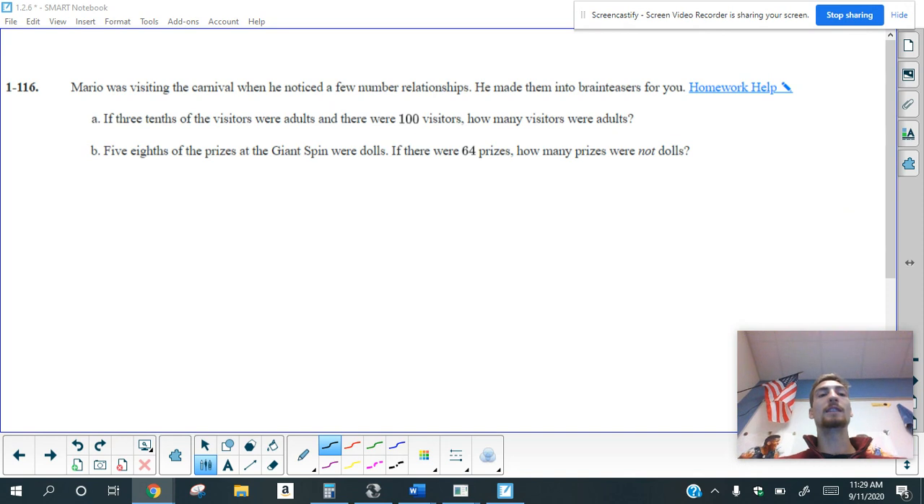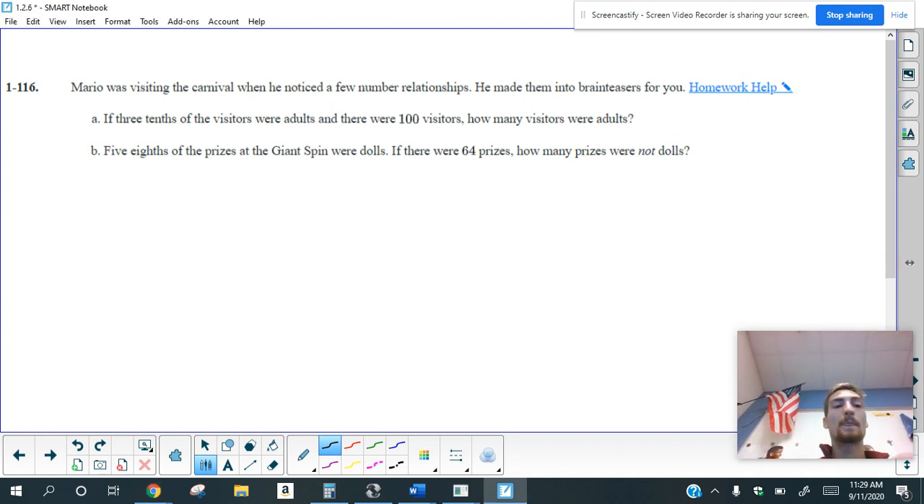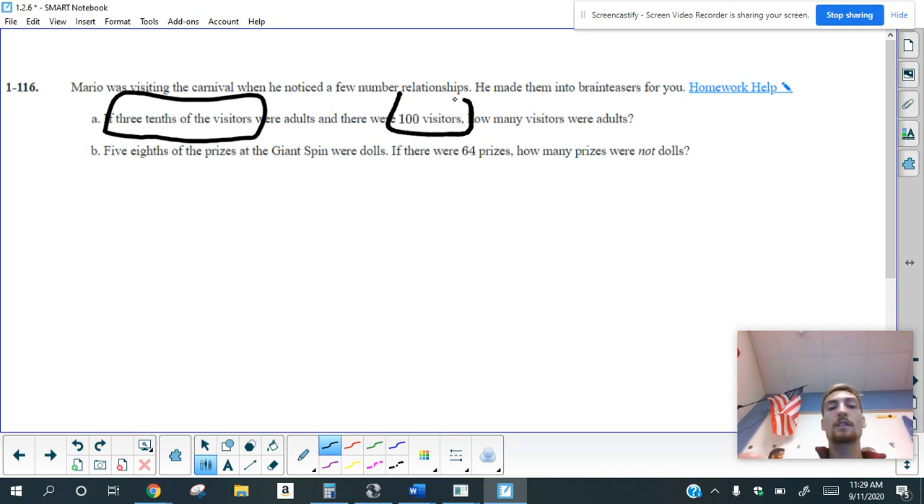Problem 116 says Mario was visiting the carnival when he noticed a few number relationships. He made them into brain teasers for us. All right, if 3/10 of the visitors were adults and there were 100 visitors, how many visitors were adults?